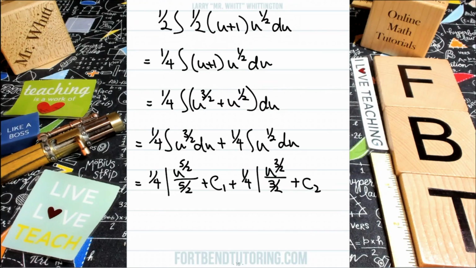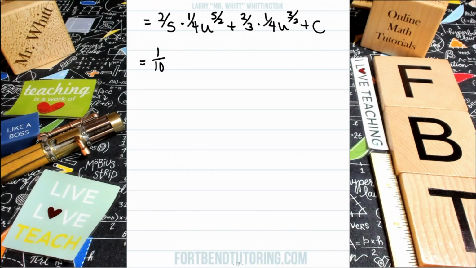What we want to do now is simplify this. So this is where all of your expertise in mathematics and algebra come in handy. Remember that our arbitrary constants will be combined into one arbitrary constant. I'm now going to show that we can rewrite our complex fractions as 2/5 times 1/4 u to the 5/2 plus 2/3 times 1/4 u to the 3/2 plus our combined arbitrary constant. Simplifying, you'll have 1/10 u to the 5/2 plus 1/6 u to the 3/2 plus your arbitrary constant.